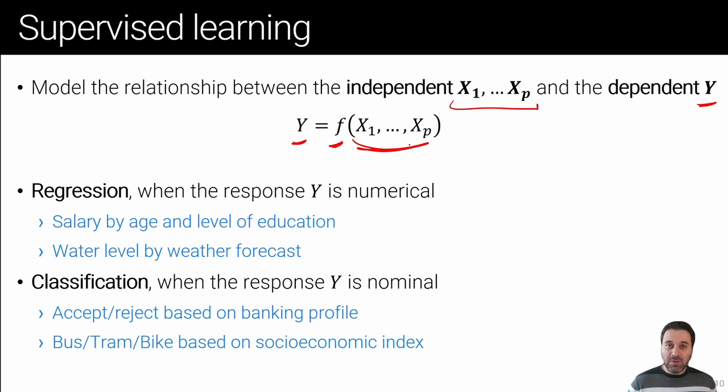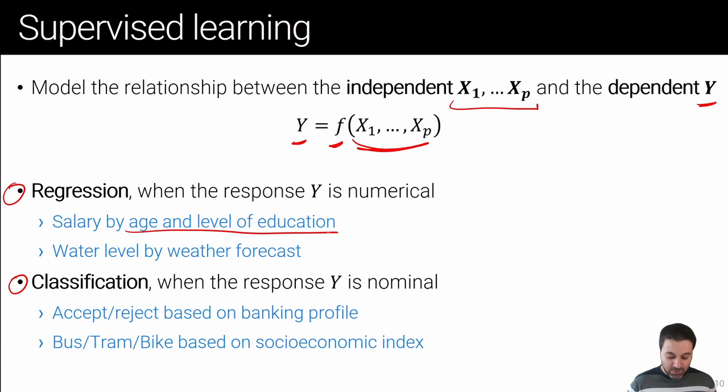And typically, depending on the form of y, we talk about regression or classification. If the response y is numerical, then we have a regression problem. If the response is nominal or categorical, then we have a classification problem. Let's see some examples. Now, again, we're trying to model the salary, which is a numerical variable, as a function of age and level of education. This is a regression problem.